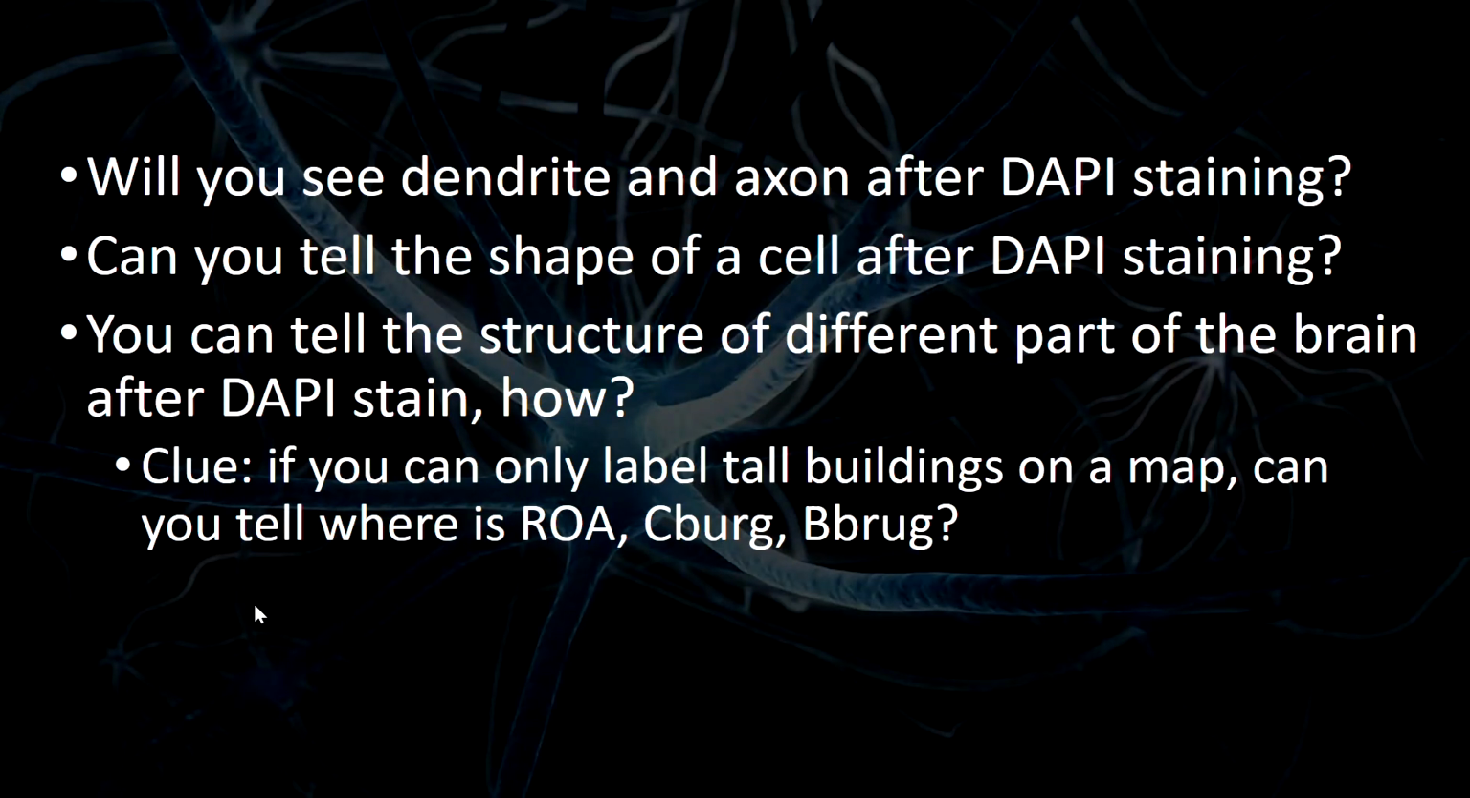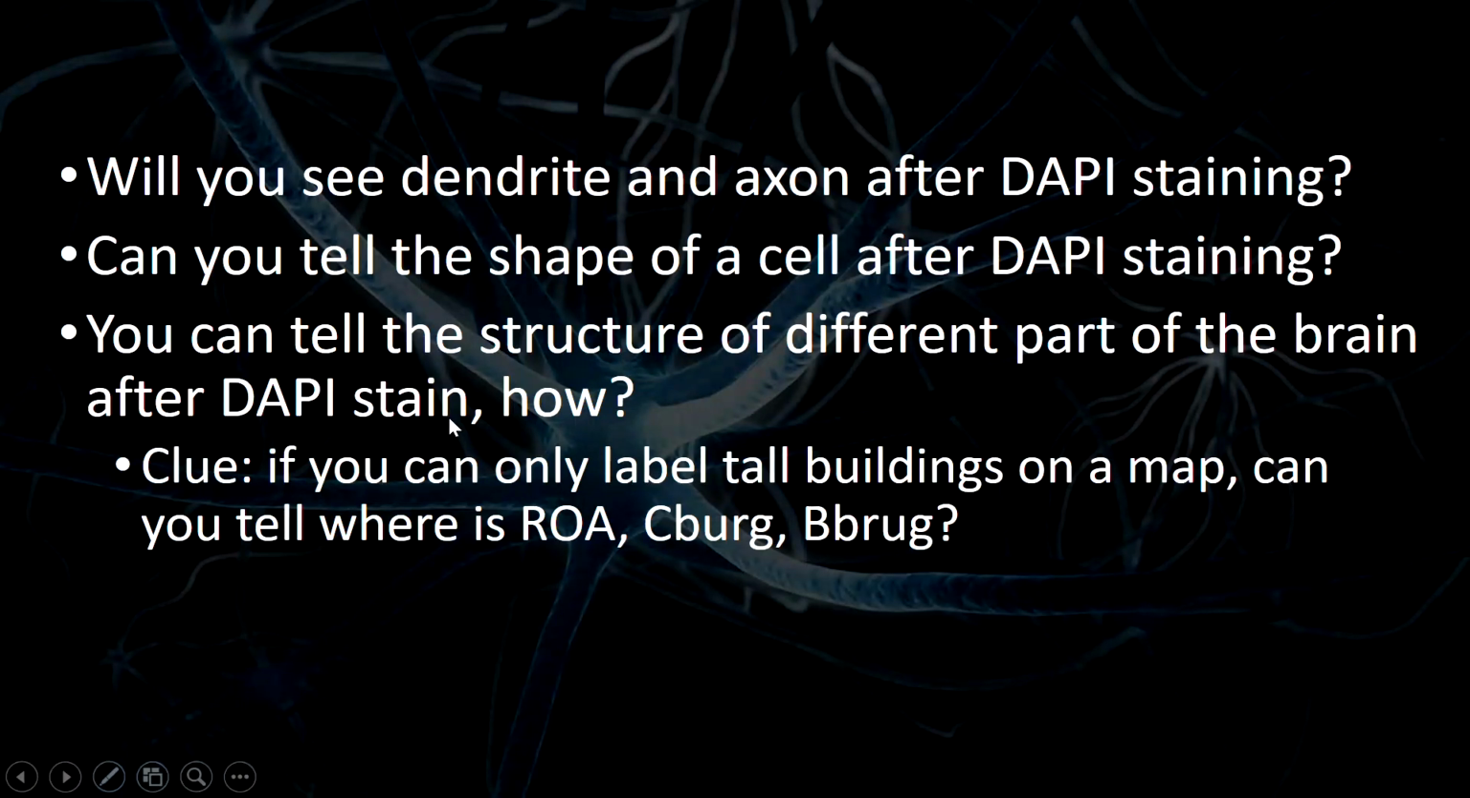The answer is no. Why? Because you can only tell the shape of a nucleus. You cannot tell the shape of the cell after DAPI stain, because DAPI only stains the nuclei, right? Okay, so you can't tell the shape of the cell. Why do you use DAPI? So here's a question. Can you tell the structure of different parts of the brain after DAPI stain?